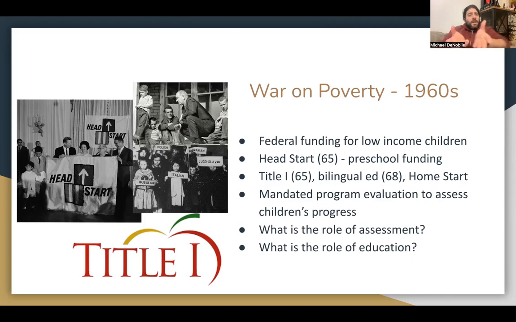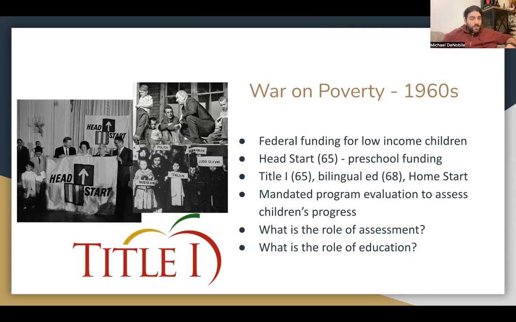The idea of a rising tide raises all ships. So if we fight poverty, it will be a great equalizer. That was the theory behind the war on poverty. We start getting a lot of these programs that are quite familiar today.